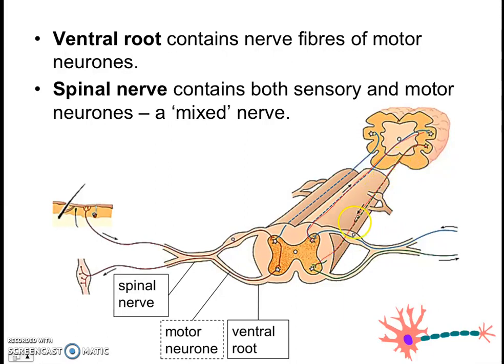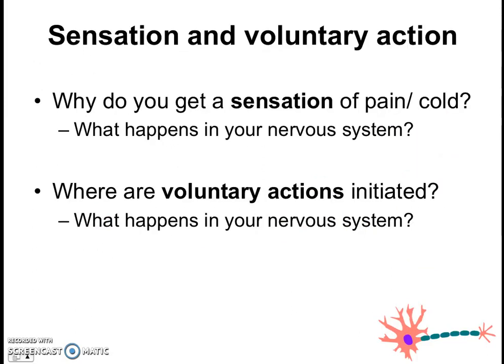So what is the function of these connections? Well, one of the functions of that connection is sensation and voluntary action. So for example, think about why you get a sense of pain and cold. You touch something with your hand, but you realize in your mind that you are feeling pain or cold. So that seems to be a connection there, right? The information is going from your arm to your spinal cord, and then something is telling your brain that you are experiencing cold or pain.